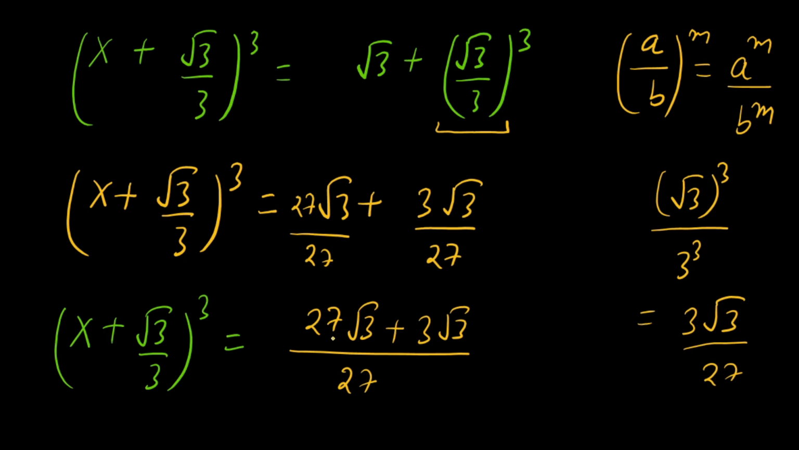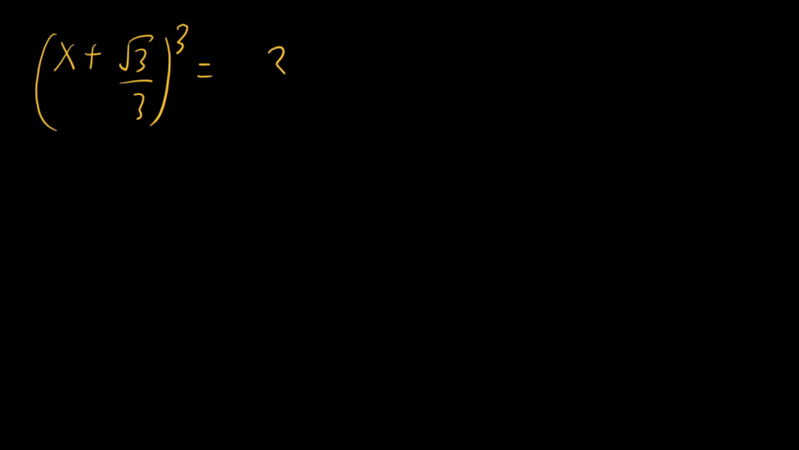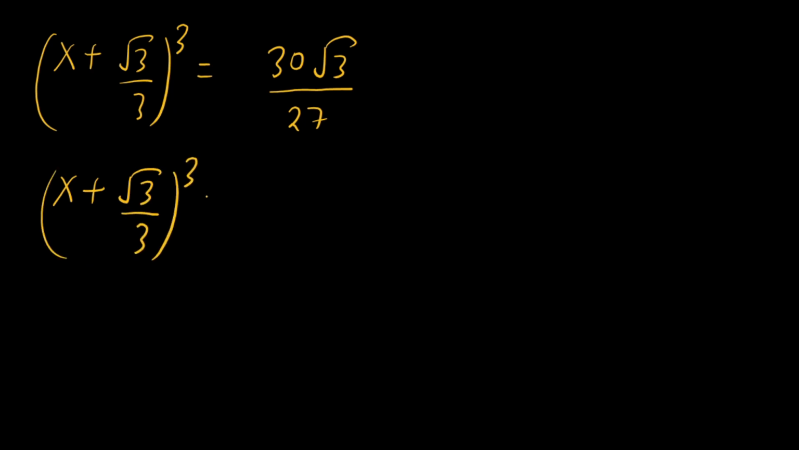Then on the left hand side (x + √3/3)³ is equal to, and on the right hand side, 27 times √3 plus 3 times √3 is 30 times √3 divided by 27. On the left hand side (x + √3/3)³ is equal to, this 30 is the same as √(30²).